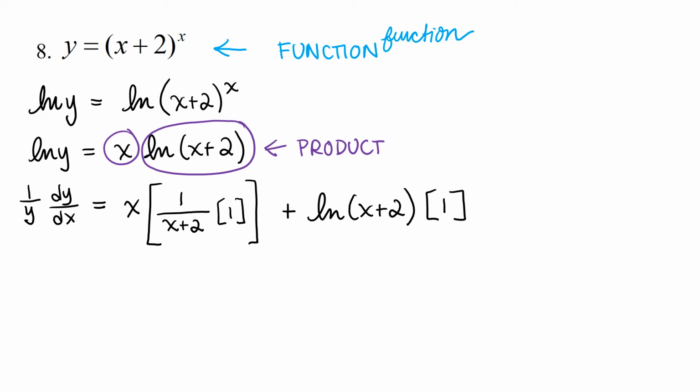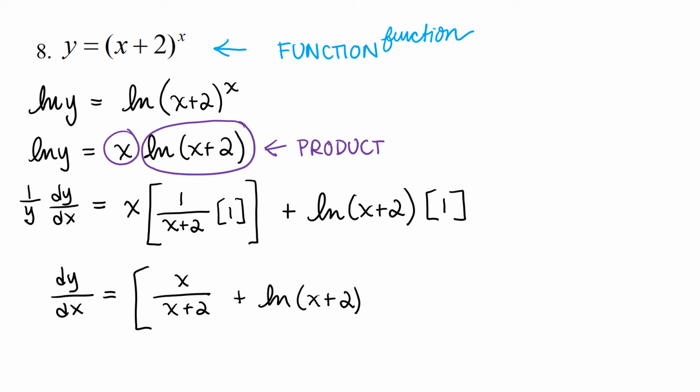Then we'll need to multiply both sides by y. So we have dy dx is equal to x over x plus 2. That's just multiplying by x there, plus the natural log of x plus 2, times y, but I know what y is. y is x plus 2 to the x, so I can substitute that in.